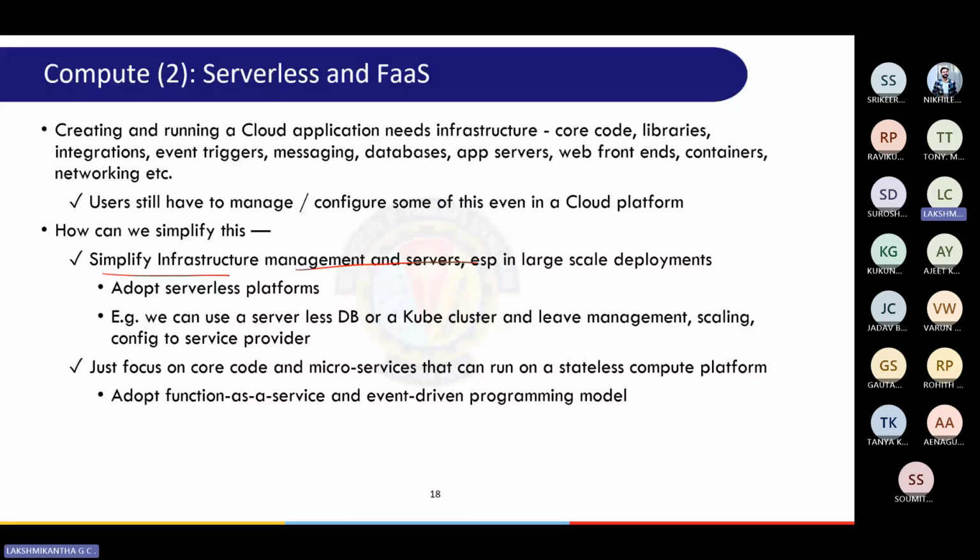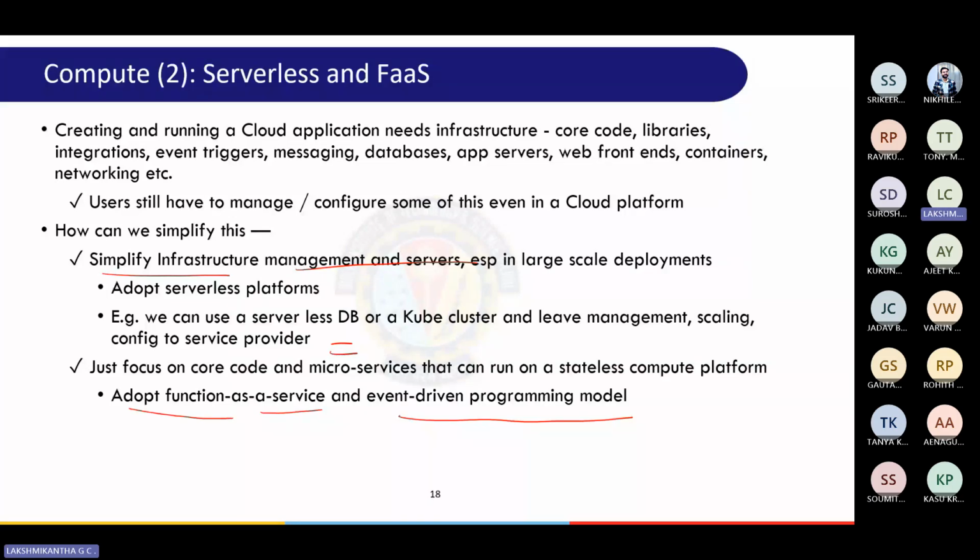The example is also given here, you just go through it. Instead of setting up a traditional database on a VM, you use a serverless DB, like managed DynamoDB or serverless Kubernetes clusters. You only focus on your core code and also microservices. The ultimate form of serverless compute for big data is to adopt function as a service and an event driven programming model, where we run small pieces of code in response to events.